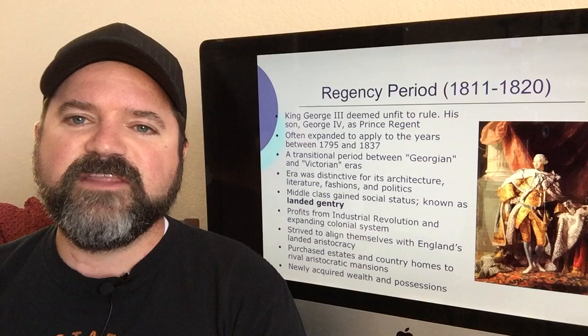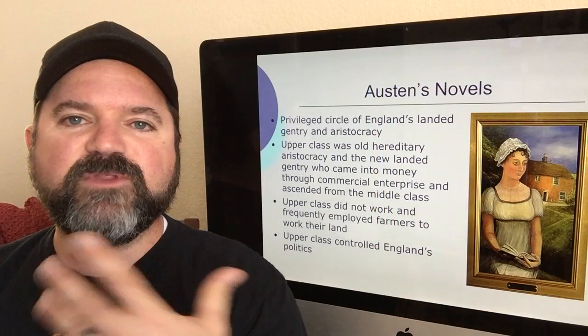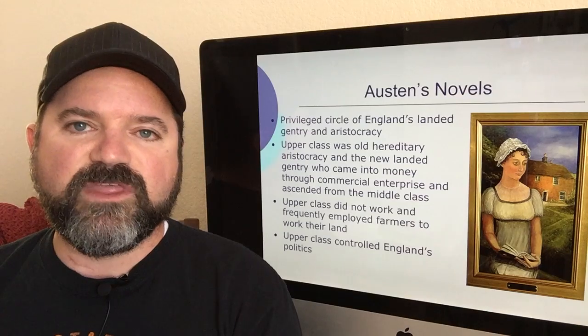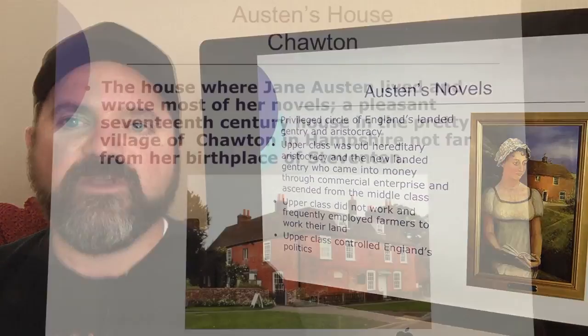These are the people that are in this novel. Austen's novels in general, and this one in particular, take place with the upper class. These were the people that ran England as aristocrats, and the people that lived with them on their land depended on them for their livelihood.